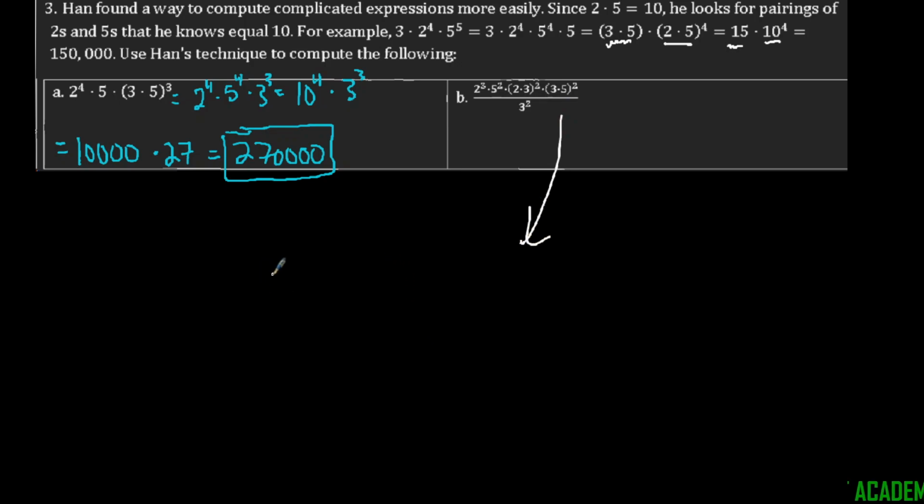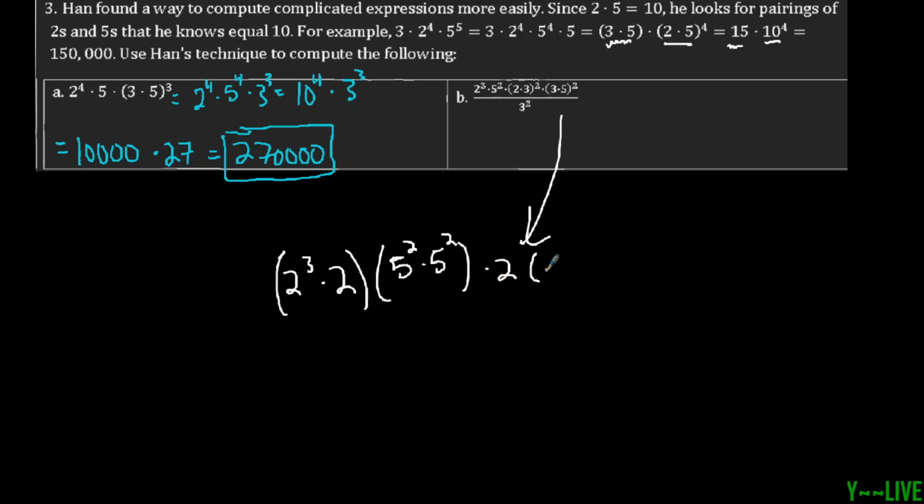I'm going to say I have 2 to the 3rd times 2 times 5 squared times 5 squared times 2 times 3 squared times 3 squared all over 3 squared. And this actually cancels out on this first side because 3 squared divided by 3 squared is just 1. And so we can simplify.